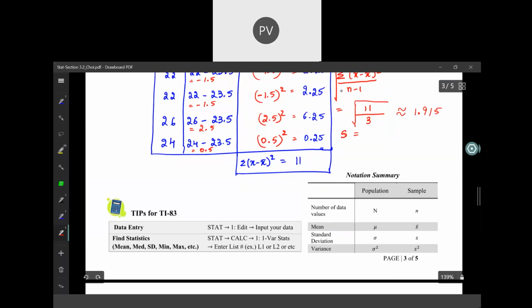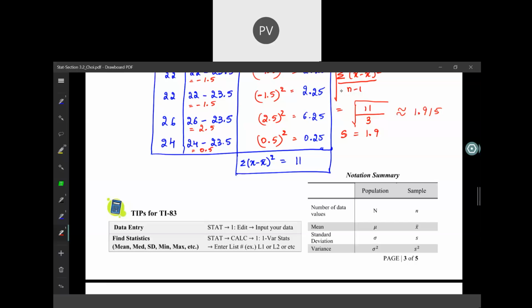So standard deviation is, you can write as 1.9. So do not round off the standard deviation or the variance values. You have to write as it is, at least a 1 decimal place. Okay. So this is the standard deviation.